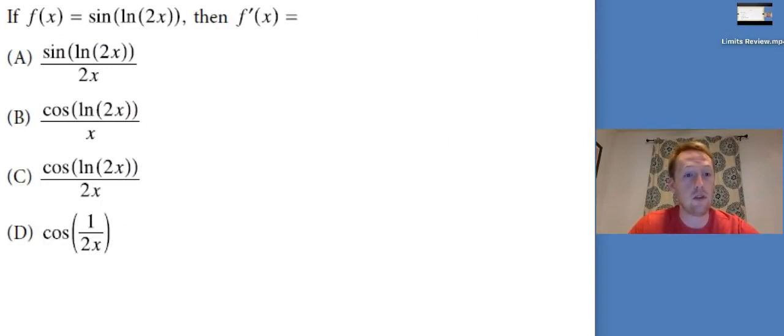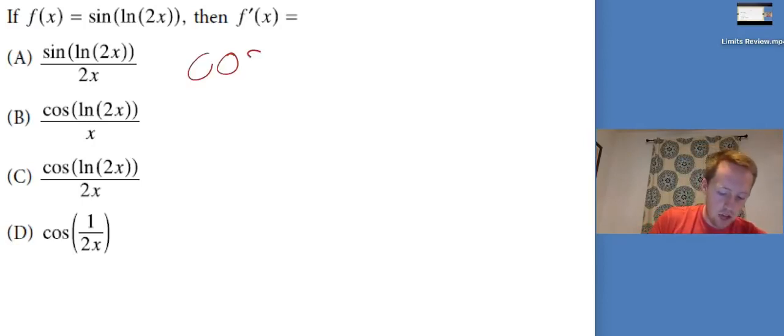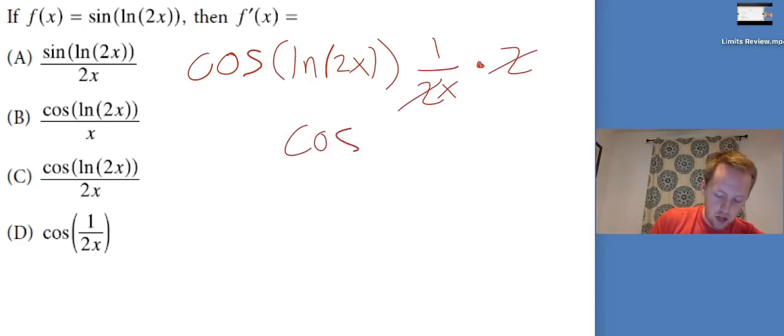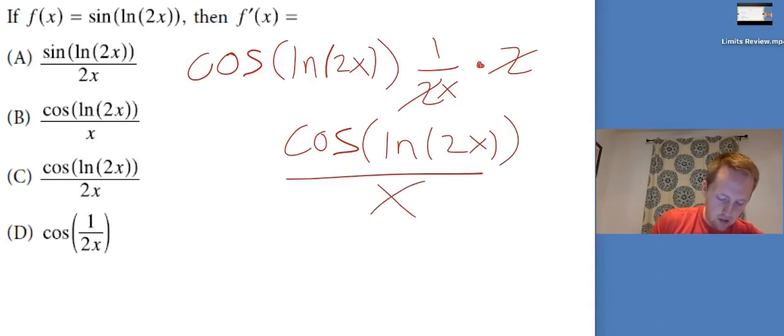Let's do some derivatives. This is a double chain rule. I can see that because I've got a sine function and then I've got an ln, and it's not just an x inside the ln. So I've got a couple rounds to go through. The derivative of sine I know is cosine, so cosine of ln of 2x. The derivative of ln of 2x is 1 over 2x times 2 because of the 2x that was inside the ln. So this is going to simplify. We've got a 2 here and a 2 here, so just cosine of ln of 2x over x, which is b.